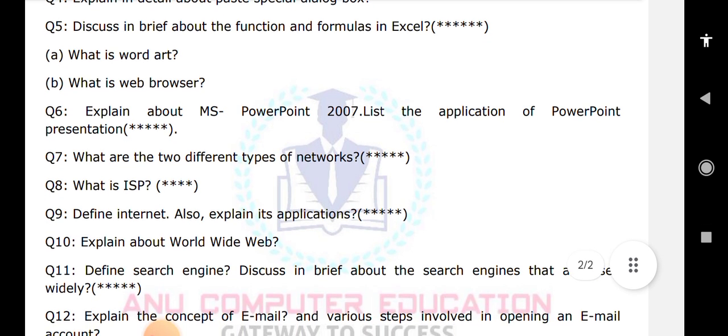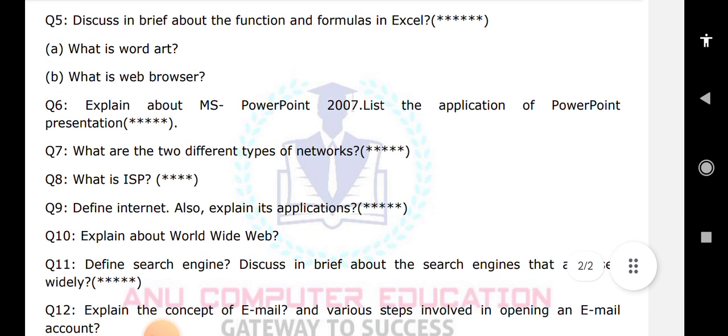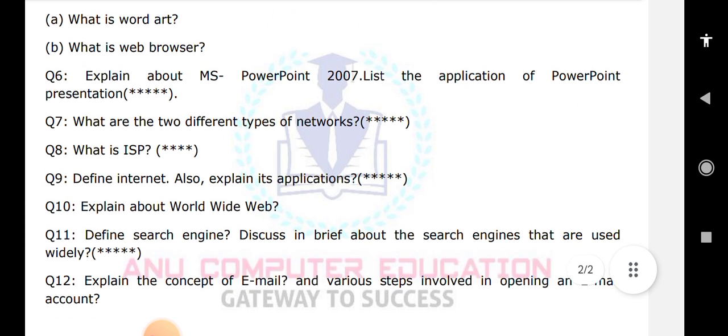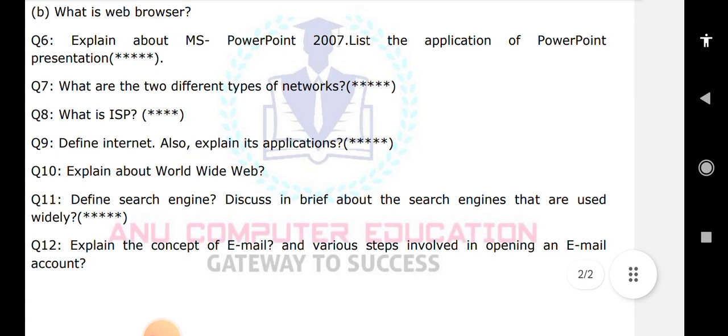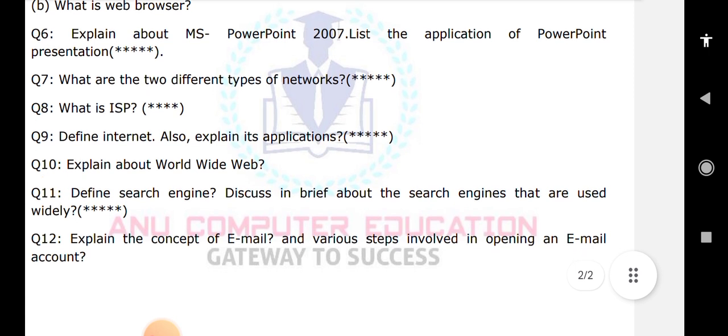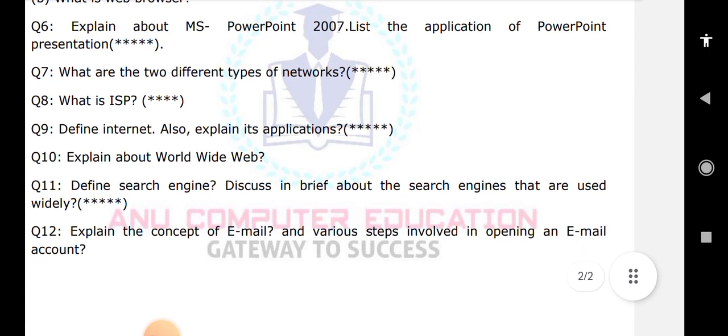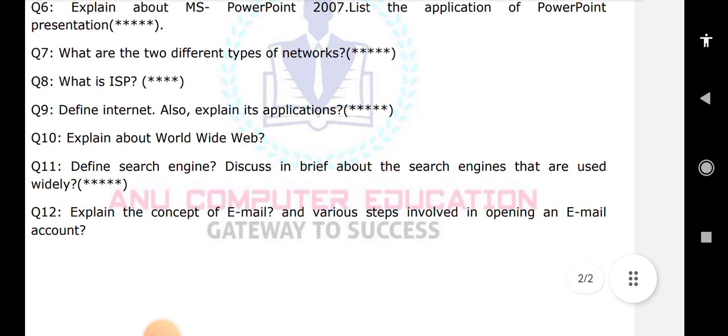What is internet and what are the applications of internet? Where are we using internet? All that you have to explain. World Wide Web. And next, what is search engine? Very, very important question. And next, what is email concept and what are the steps involved in creating an email account? These are very, very important questions.